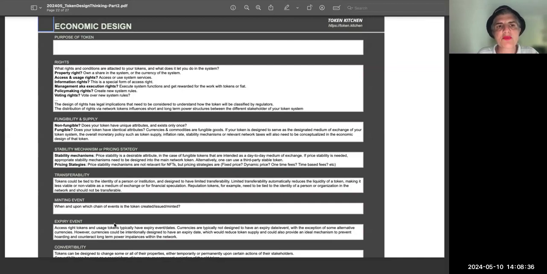So you could attach property rights to the token. For example, owning a share in your DAO, an ownership token, or a currency of your system, like Bitcoin or Ethereum. These tokens can also represent access or usage rights. Bitcoin, for example, we think of as a cryptocurrency. It's a currency that has a value, it's volatile. Some say it's money, others say it's not money.